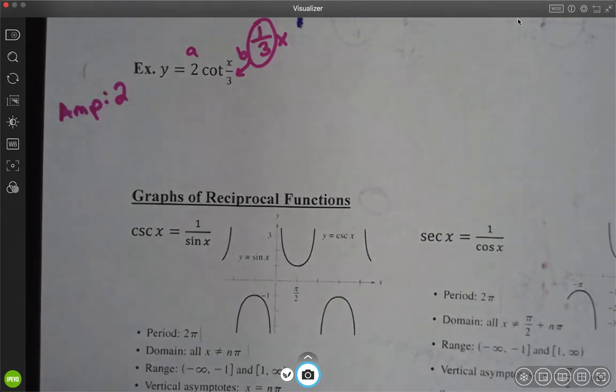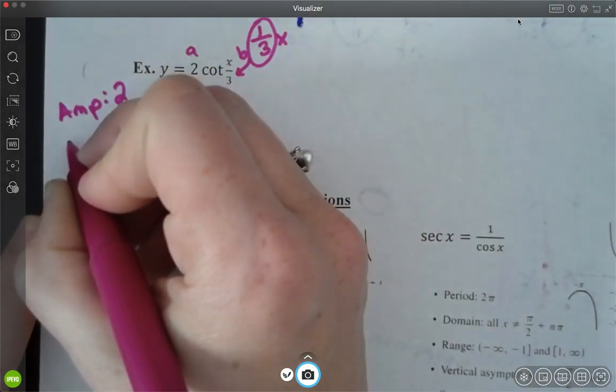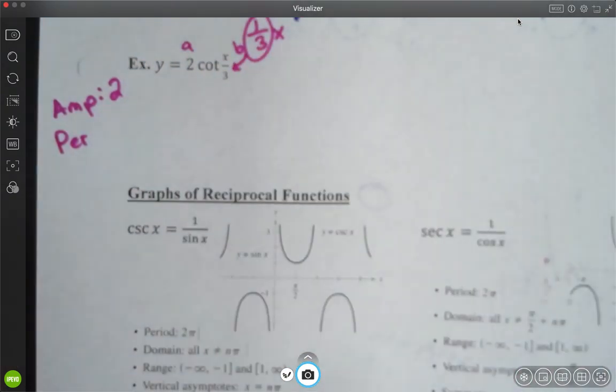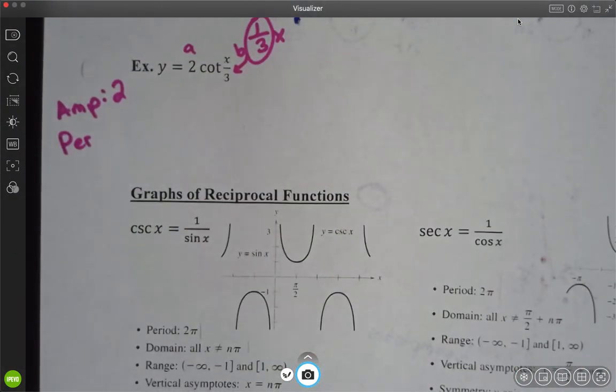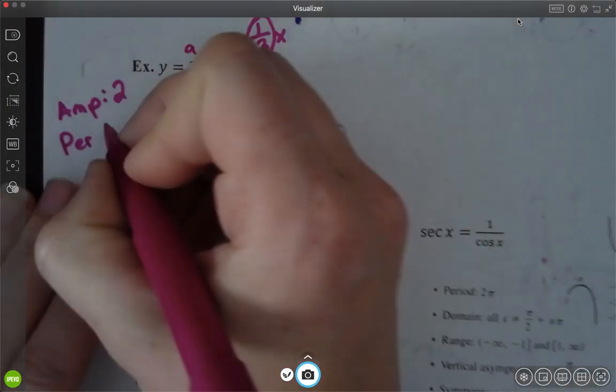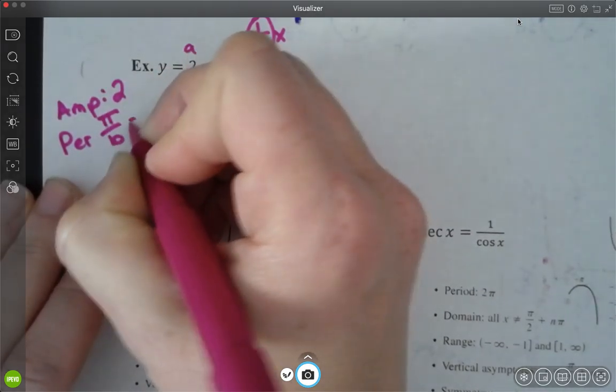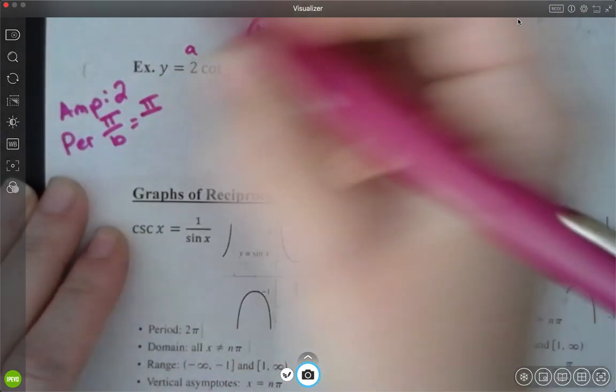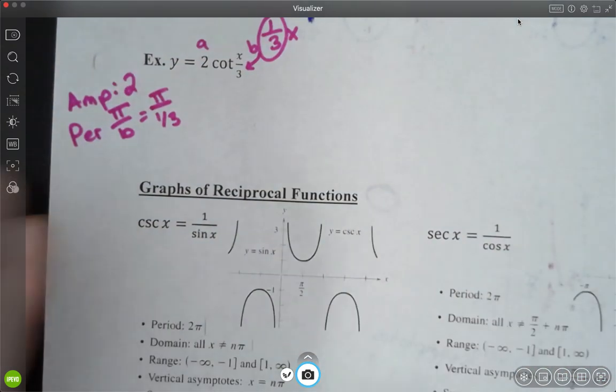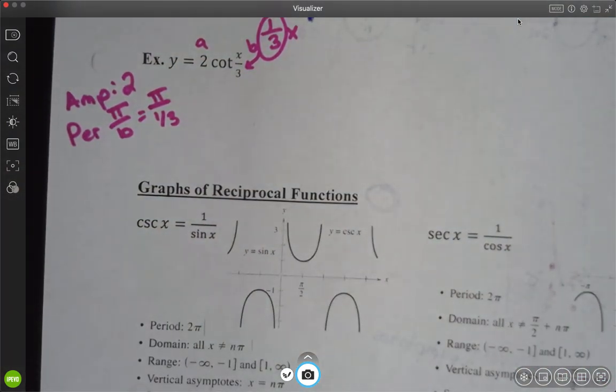So amplitude is 2, cotangent. This will affect the period. To find period, we don't do 2 pi divided by b. We do just pi over b. Pi over b. Pi over 1/3.